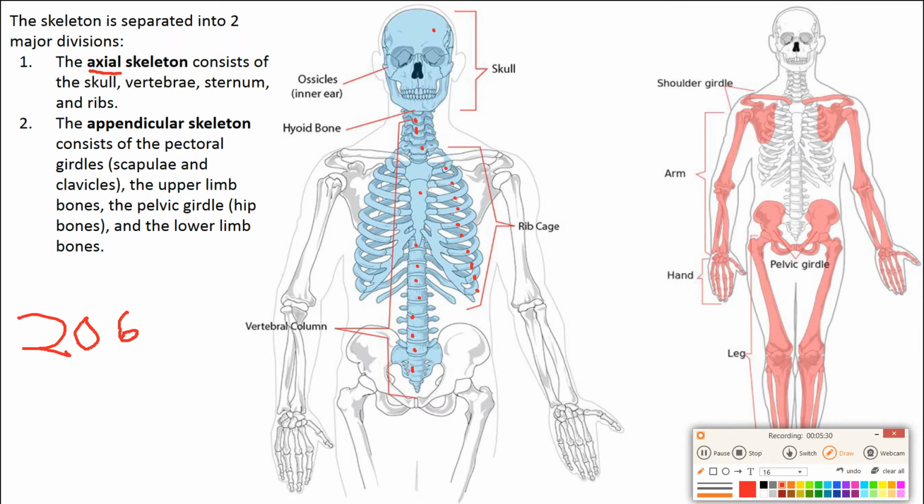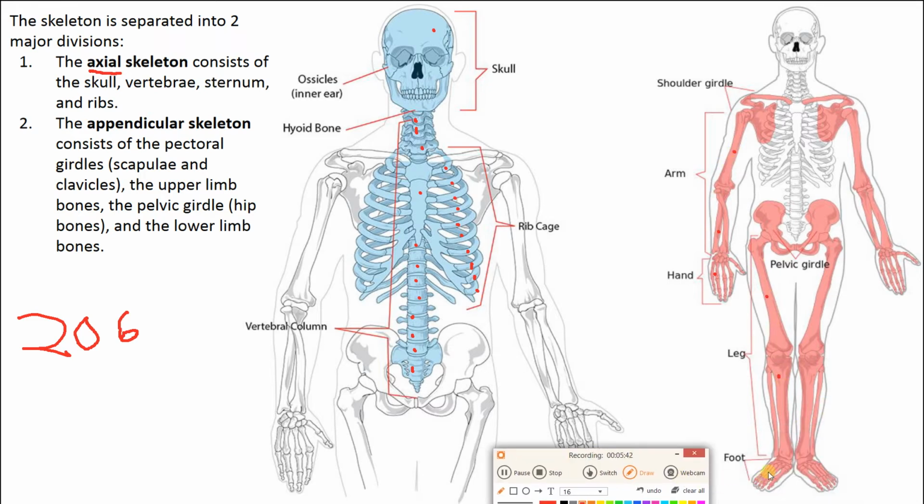Your appendicular skeleton is going to be your limbs. So we got all the limb bones here, all the limb bones. But then also your girdles. Your girdles are the structures that attach the limbs to the axial skeleton. So we've got our hip bones here as part of our pelvic girdle. That's appendicular. We have a pectoral girdle. So we got scapula and clavicle right there. That's pectoral girdle. So girdles plus limbs, appendicular. Everything else, axial. To me, that is an easy way to do it. Girdles and limbs, appendicular.